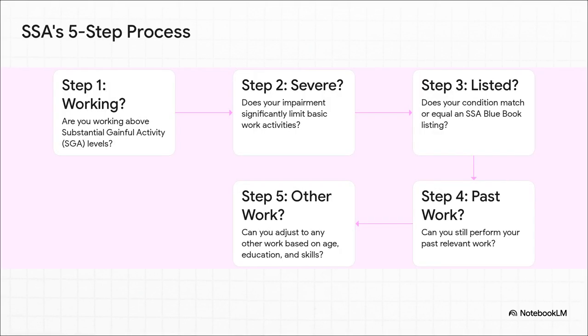And the SSA uses this exact 5-step process for every single claim, no exceptions. It's a very structured sequence of questions. They start by looking at your work activity and how severe your condition is. Then they move on to see if you could do your old job or maybe any other kind of work. Think of it like a series of gates. The SSA is checking at each step if your claim can pass through to the next one.